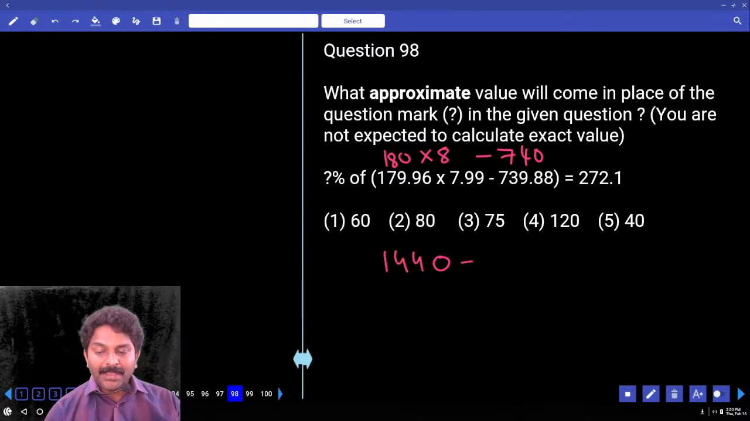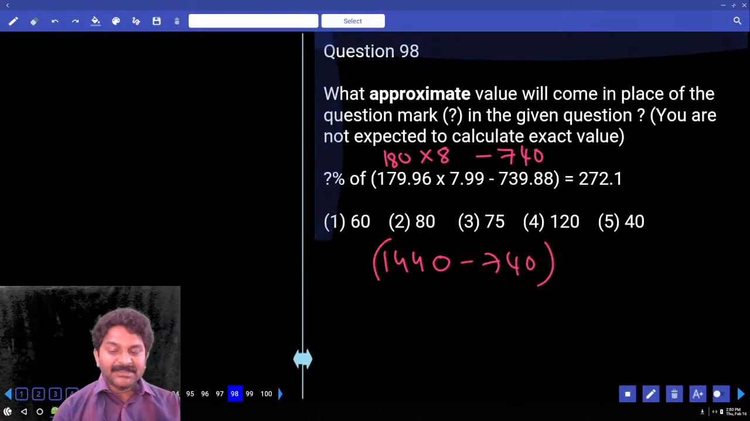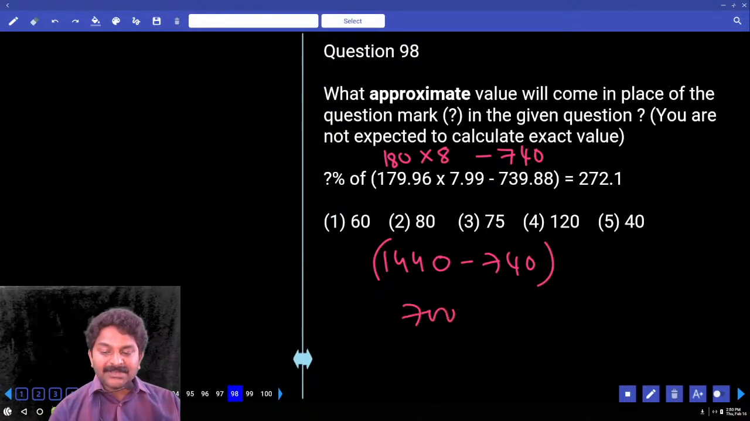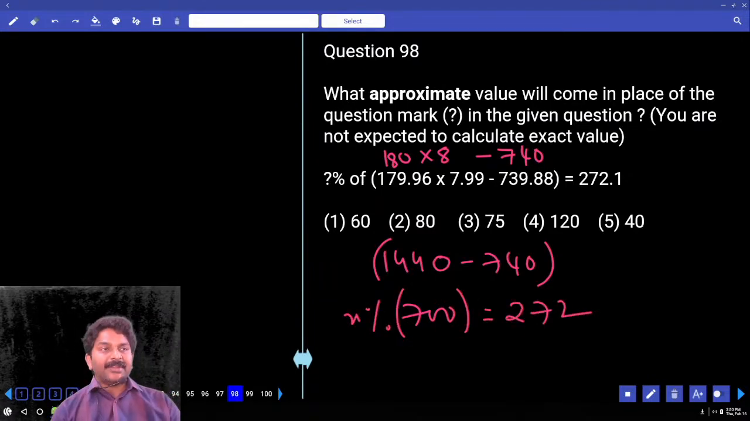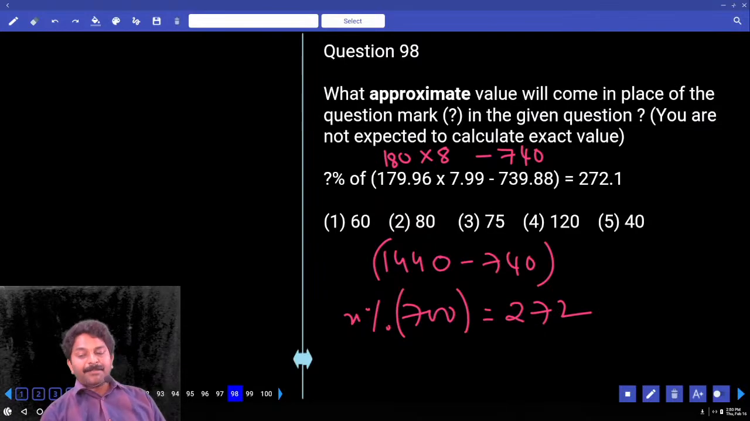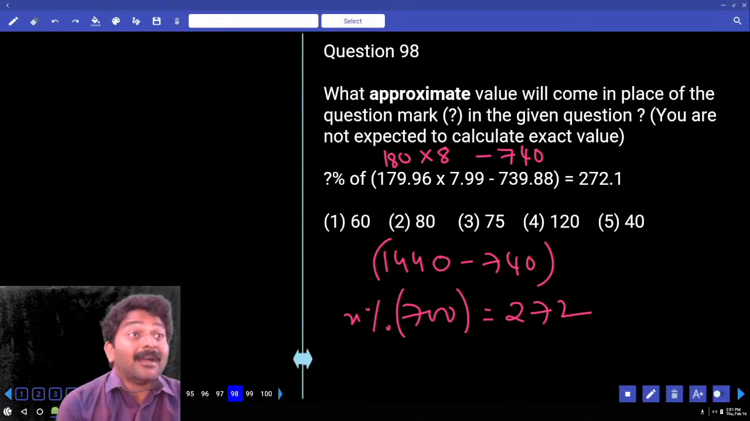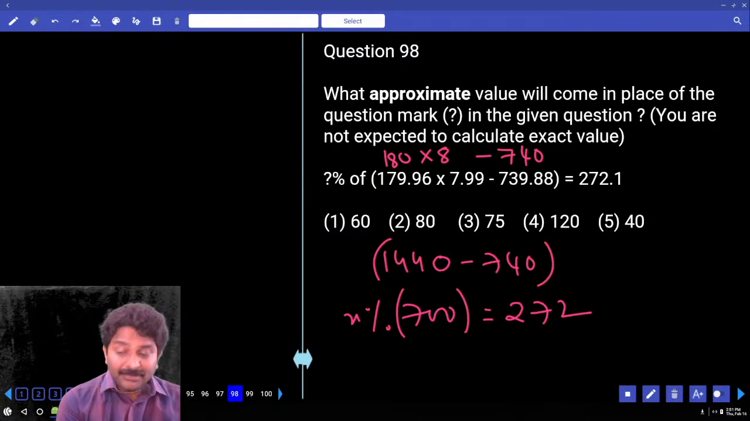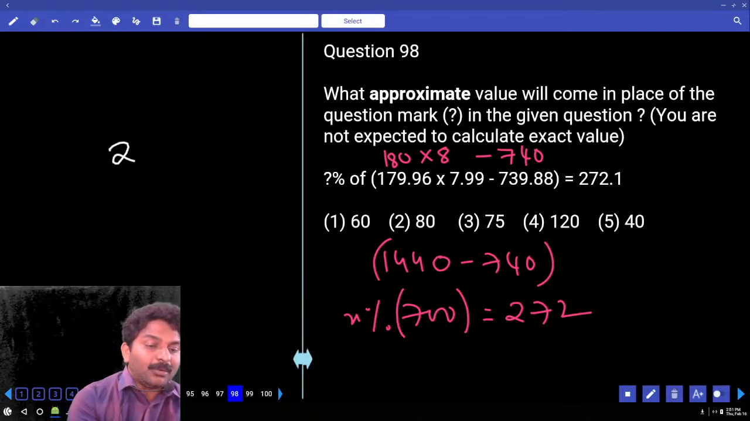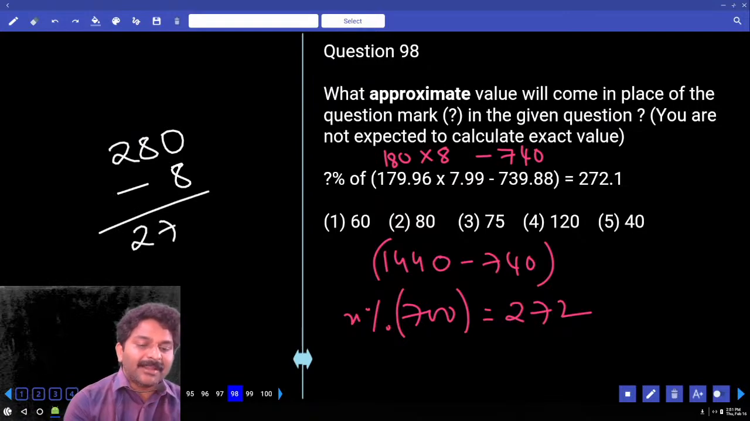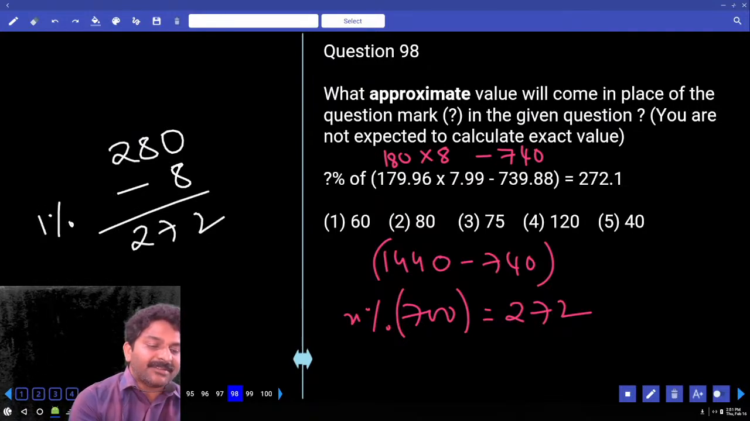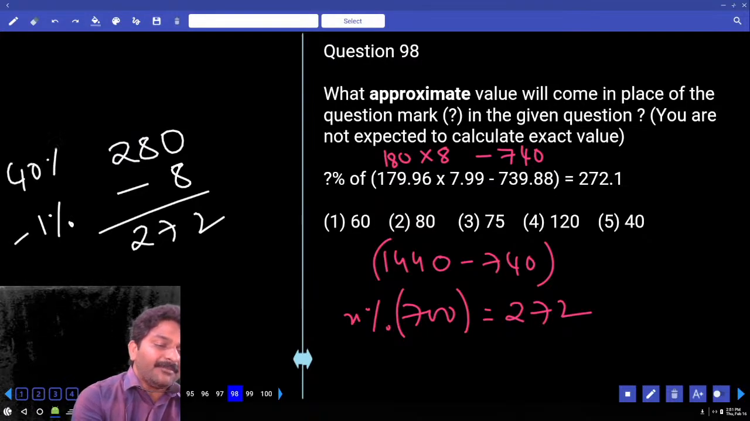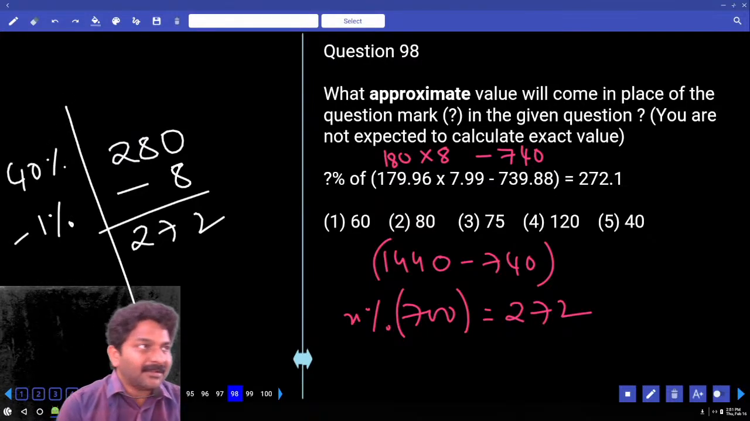144 minus 740. How much is this? 700. What percent of 700 is equal to 272? Okay? What is 10%? 70. 20%. 40%. 280. From this we have to subtract 8. Then only we will get our number. Correct? 8 will be what percent of 700? 1%. Subtracted from 40%. Answer 39.